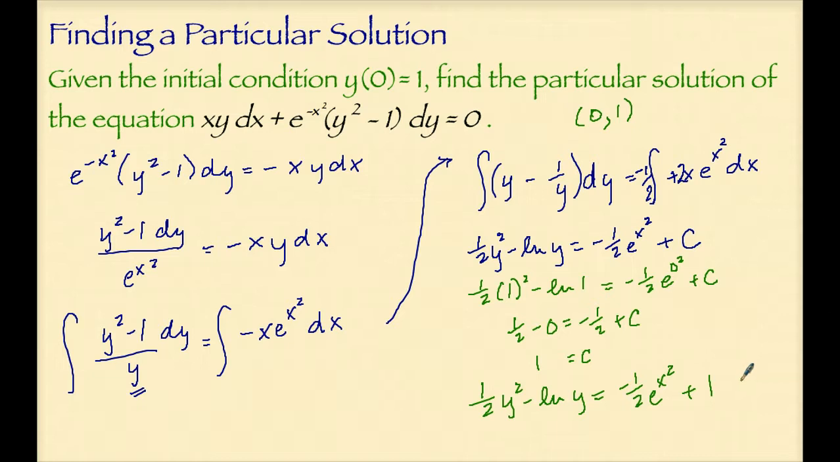Now, in an equation like this, I'm not going to be able to solve for y, but I can do a few things at the end to make it a bit cleaner. Multiplying everything in the equation by 2, for example. This will give me y squared minus 2 natural log of y equals negative e to the x squared plus 2. And we'll let that be the final version of our equation.